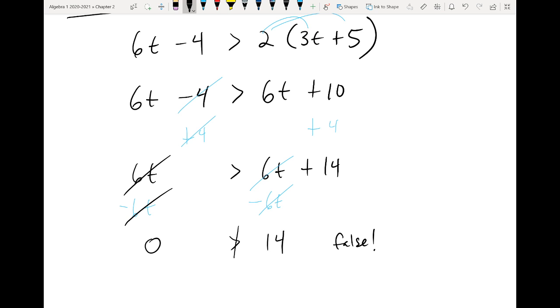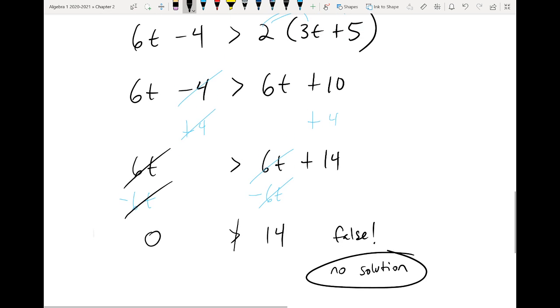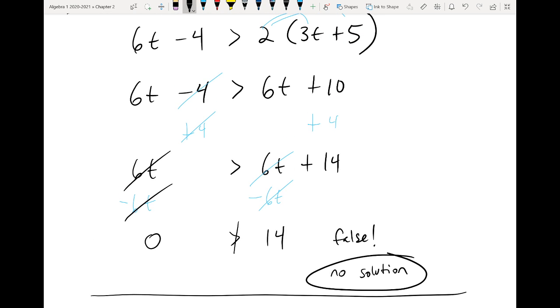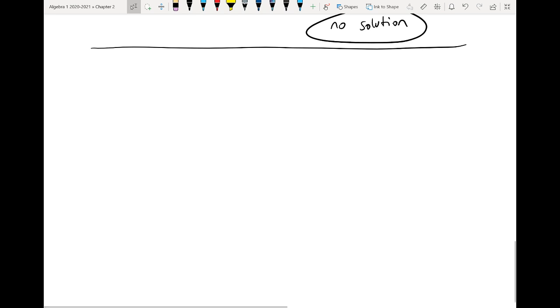If that's a false statement, what does this mean? Well, this means that there is no solution. Okay? Can we graph no solution? No. You're not going to be bothered with that.